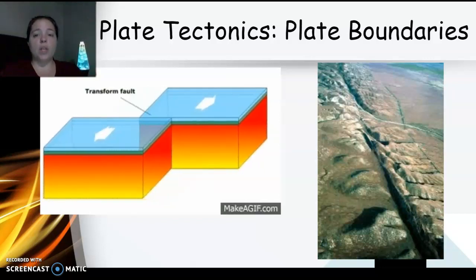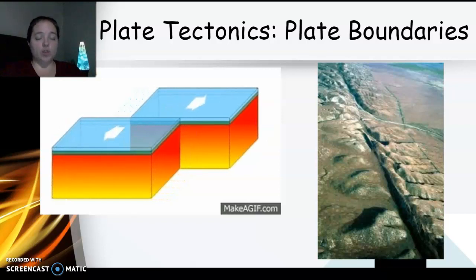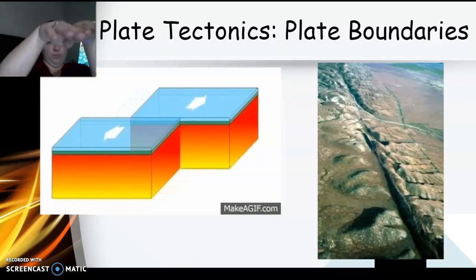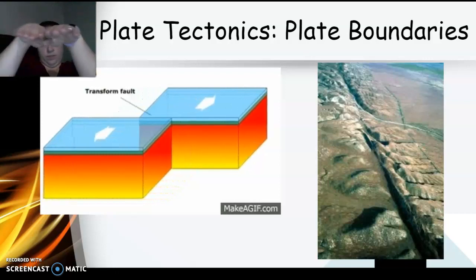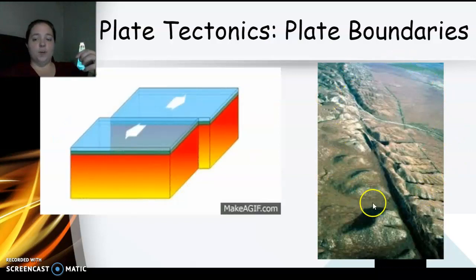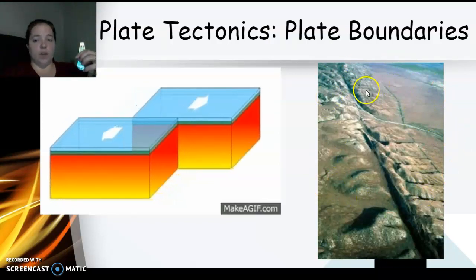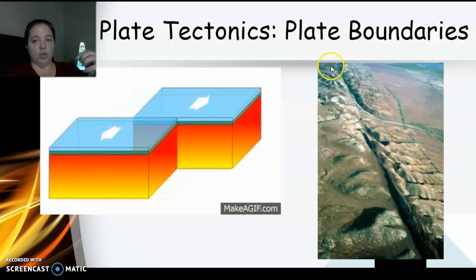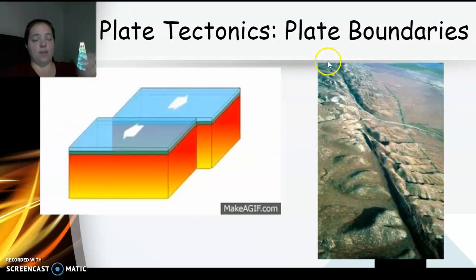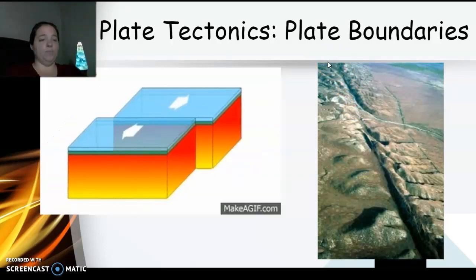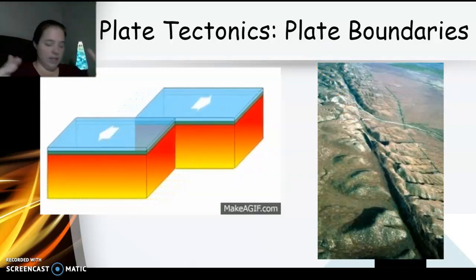All right, so with these transform plate boundaries, you have a side-to-side motion like this, right? But here's the deal. This right here is the San Andreas Fault. Do these look perfectly flat? Look at it right there. Is that a perfectly flat, easy to move slide by? No.